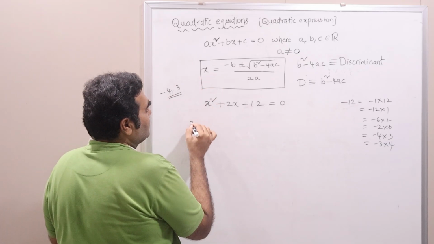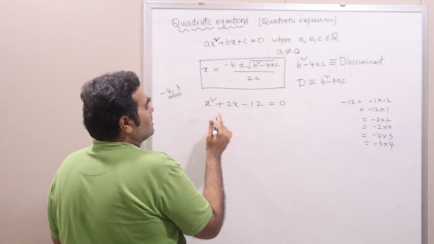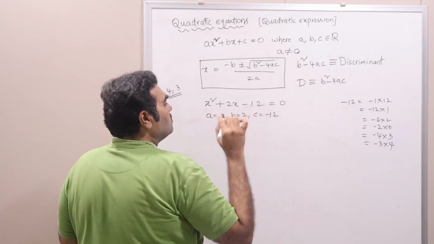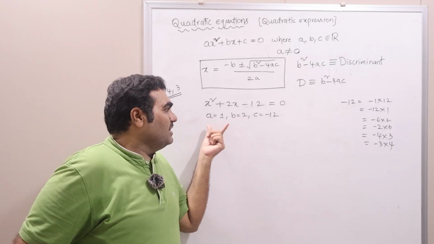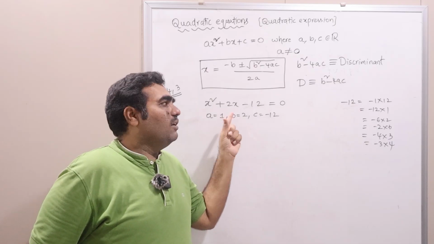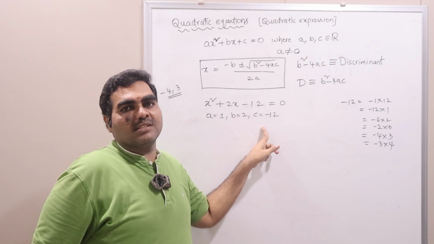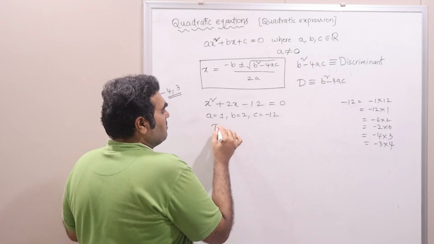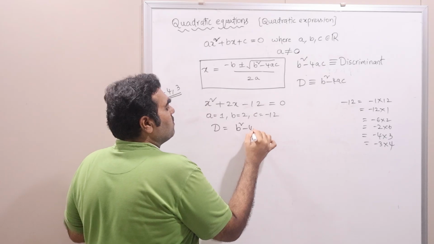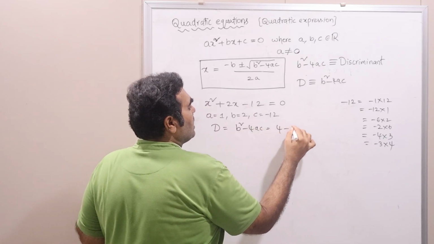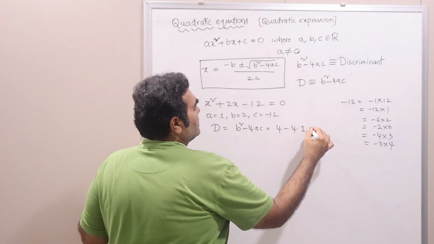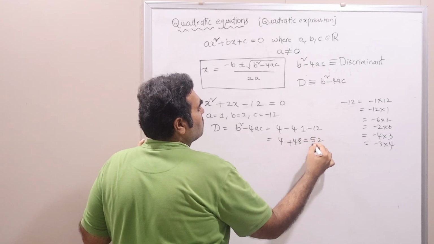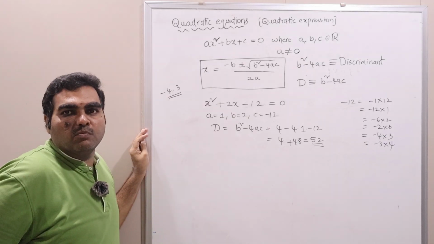So if you use the formula, x is equal to, so before that let us calculate the discriminant. a is equal to 1, b is equal to 2, c is equal to minus 12. Always remember, as I told, you should take these values correctly from the given data. If you make any mistake, that will give you a completely wrong answer, including signs. Now d is equal to the discriminant. d is equal to b square minus 4ac, which is equal to b square is 4, minus 4 into 1 into c is minus 12. So 4 plus 48, which is equal to 52.